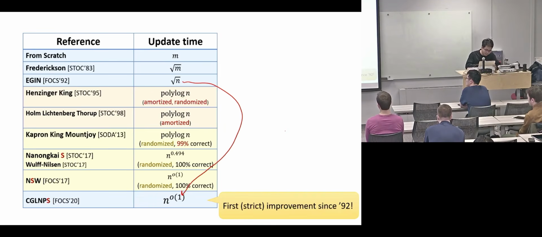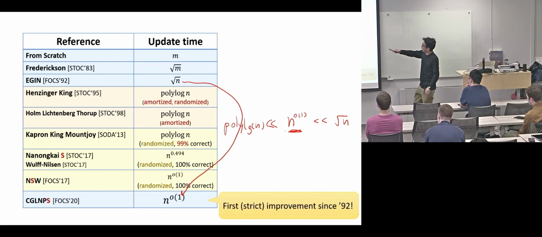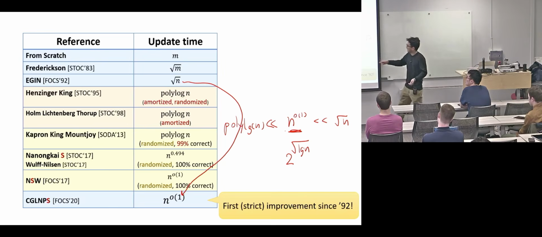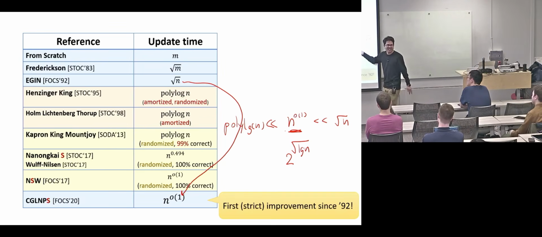However, this n to the o(1), although it's much faster than root n, actually is slower than polylog by quite a lot. I didn't specify what the o(1) is here, but it looks like this. It actually looks like 2 to the square root log n. It might be hard for you to parse this, but it's something that is way bigger than polylog, but way smaller than this one. Okay.